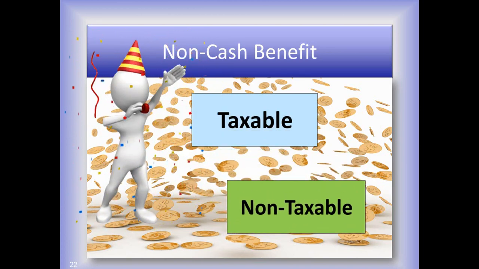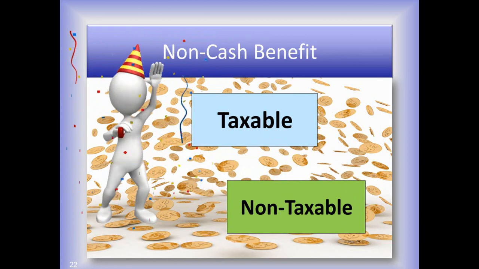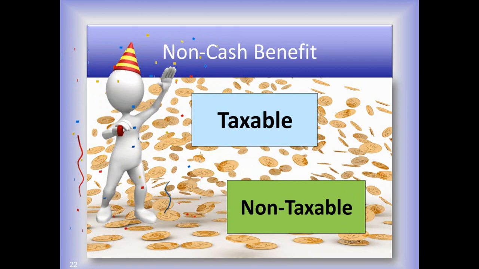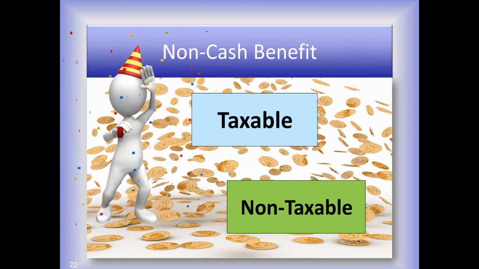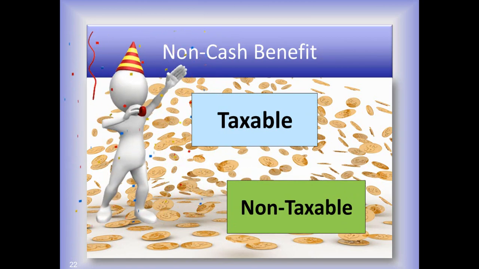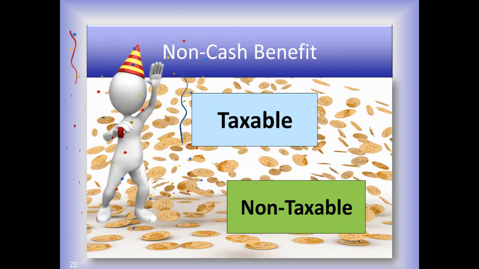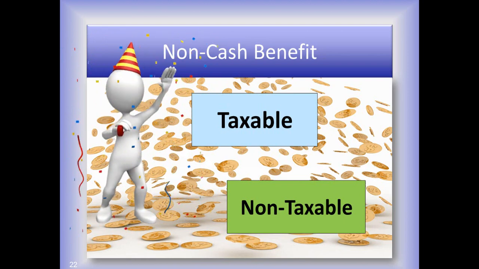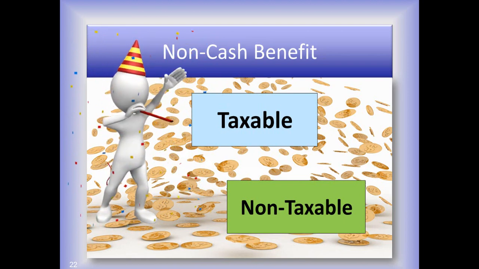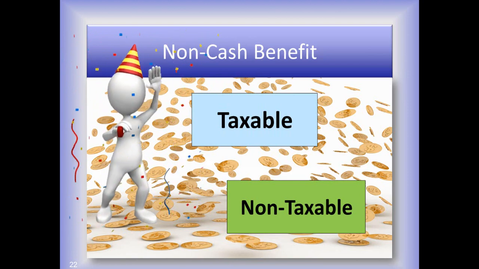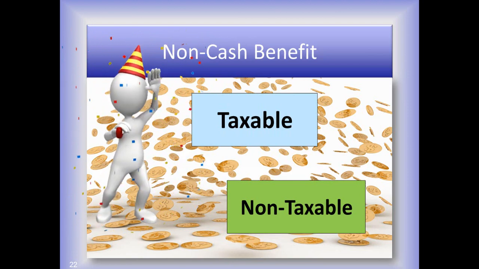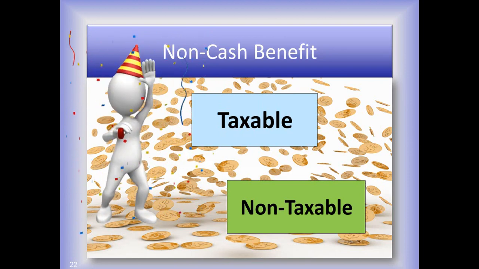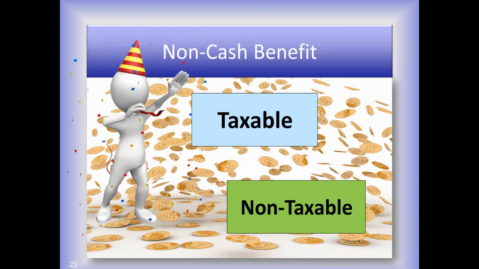Non-taxable non-cash benefits. Non-cash benefits that are considered not taxable by the IRS are paid through accounting, not payroll, and are not included in the employee's gross wages on the W-2. Some examples of non-cash benefits are educational assistance and the cost of group term life insurance provided by the employer up to $50,000. Any premium amount over this is taxable, less any amount that's paid by the employee.